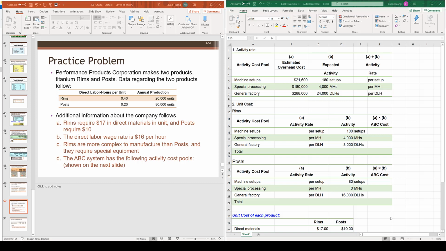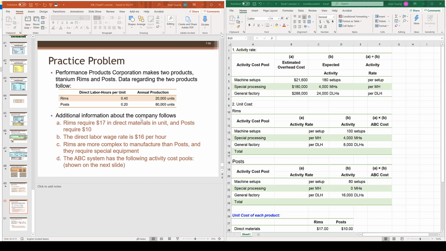Let's take a look at a practice problem: how to assign costs to products using an ABC system. Performance Products Corporation makes two products, titanium rims and posts. Here's the data regarding the two products: direct labor hours per unit and annual production for those two products, respectively.